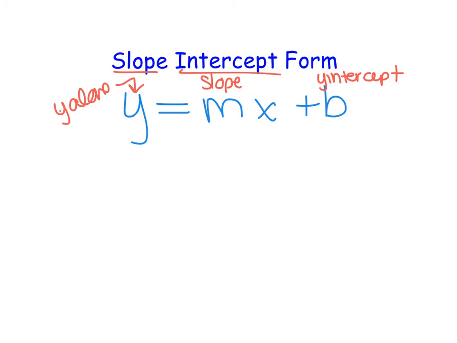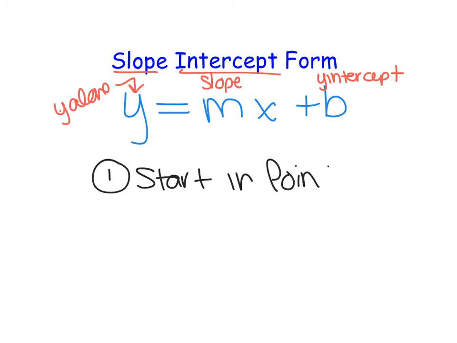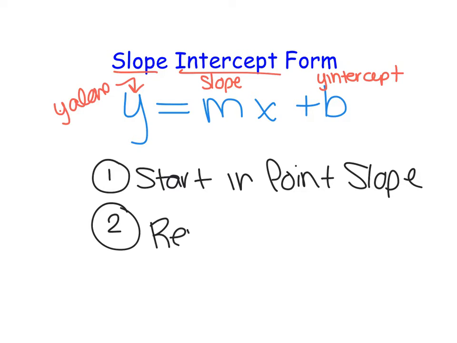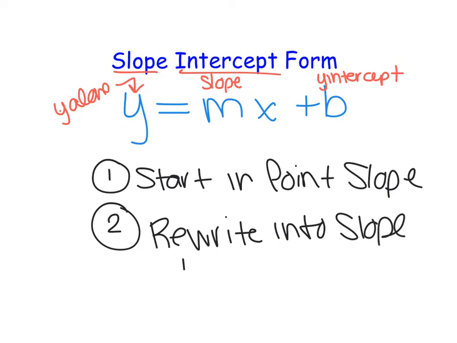Now, we're going to write equations into slope-intercept form by starting in point-slope form, and then we're going to essentially use our knowledge of basic algebra to rewrite that equation into slope-intercept form.